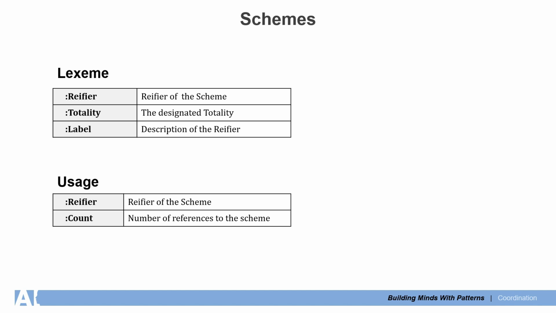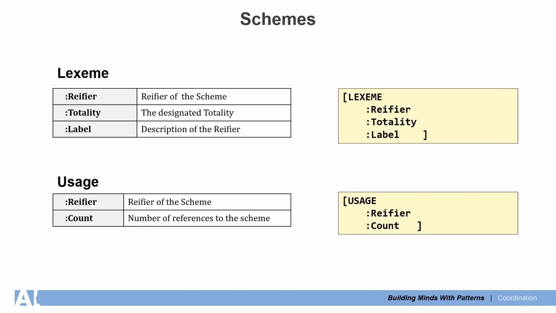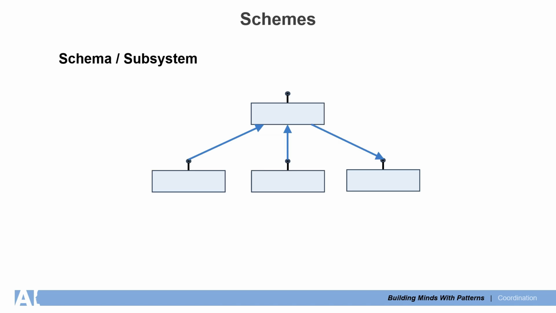Some reifiers have labels, and all reifiers have a usage count. The usage count is necessary for the process of forgetting. A schema is a subsystem of connected schemes, whereby the arguments of a scheme become the relations of the subordinate schemes.